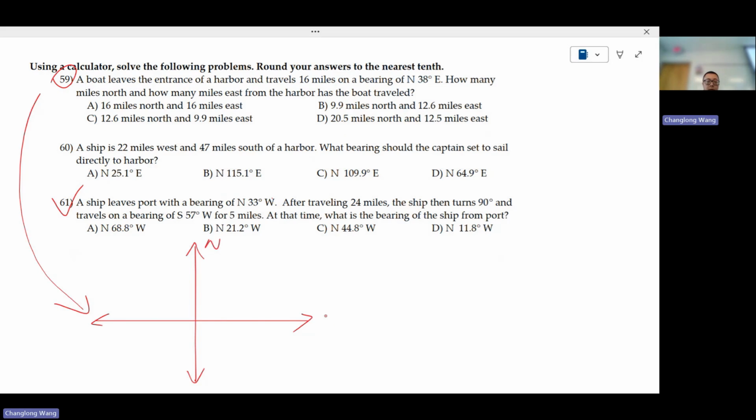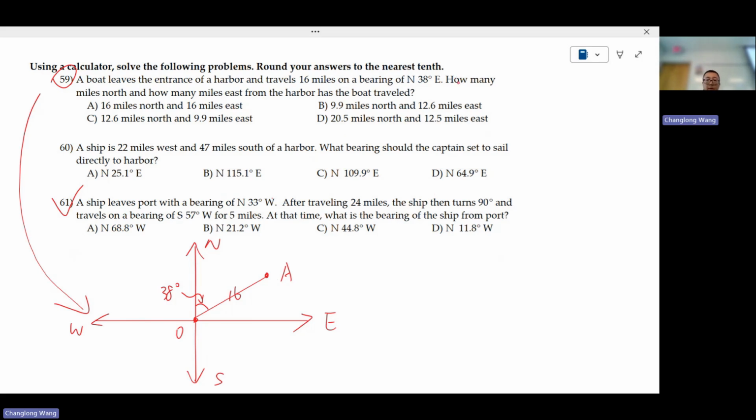All right, this is north, east, southwest. So the boat starts from the origin or the harbor, and it travels 16 miles north, 38 degrees east. So it'll be in this direction, right? Start from the north, turn to the east. All right, so this angle is 38 degrees. So the distance from O to the point A is 16 miles. And that's pretty much it, right?